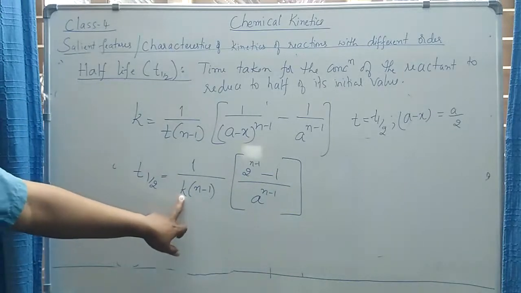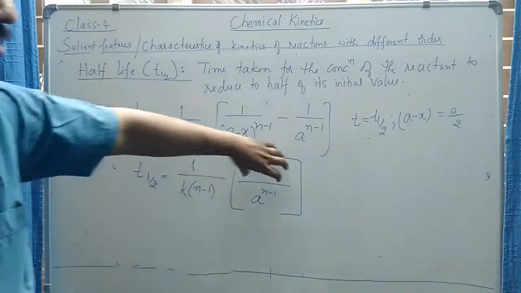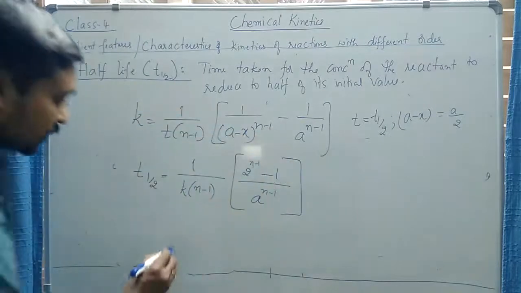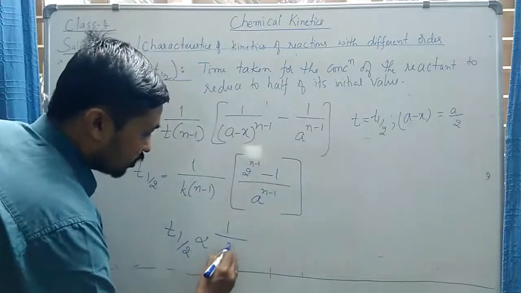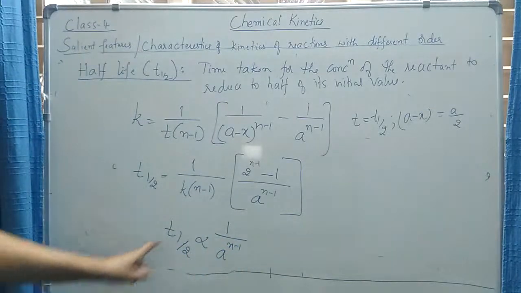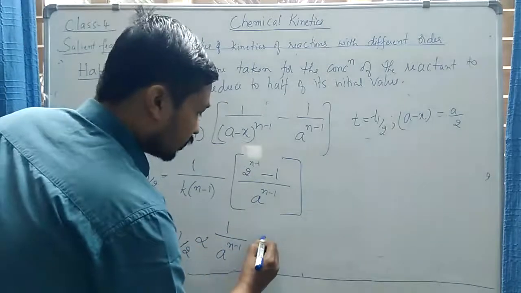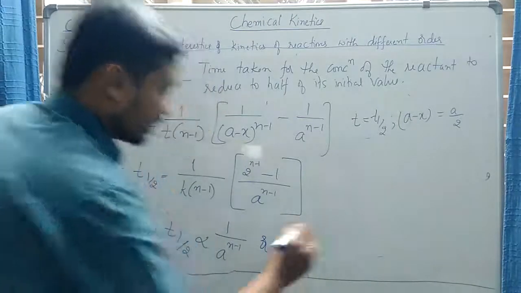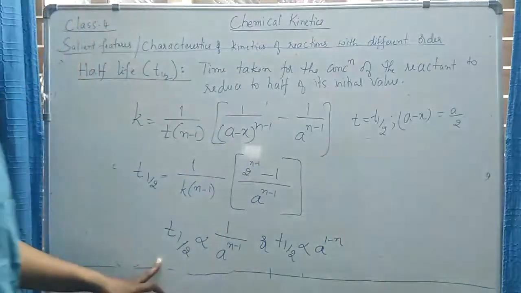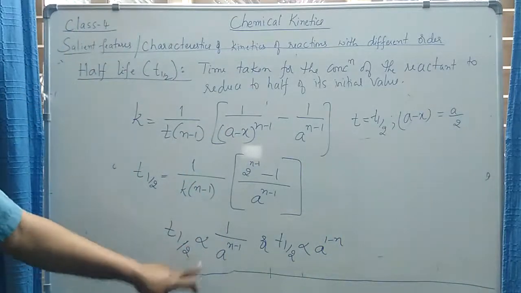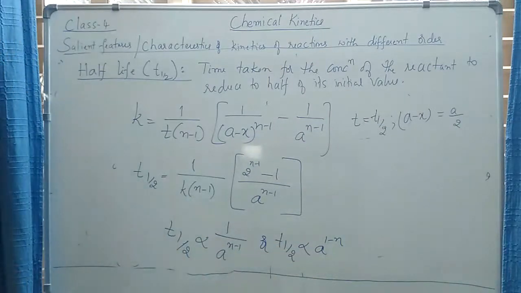So for a reaction, k is a constant, and for a reaction, order is also fixed. So this is a constant. This numerator is also constant. So you can also write this as T half is inversely proportional to a to the power n minus 1, or you can also write it as T half is directly proportional to a to the power 1 minus n. Okay, T half is either inversely proportional to a to the power n minus 1, or T half is directly proportional to a to the power 1 minus n.